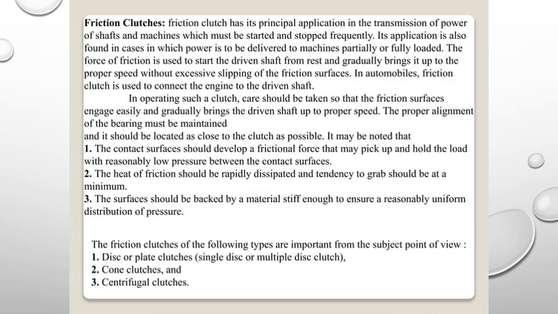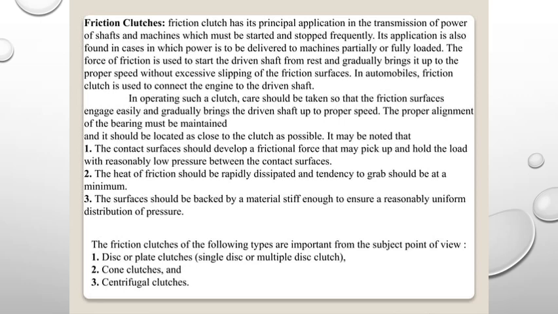And friction clutch. It is a clutch used for transmitting power between shafts and machines which are started and stopped frequently. In operating the clutch, care should be taken that the friction surfaces engage easily and gradually bring up the driven shaft. The contact surfaces should develop the frictional force, the heat of friction should be rapidly dissipated, there should be no tendency to crack, and the surface should be backed by material stiff enough to ensure reasonably uniform distribution of pressure.